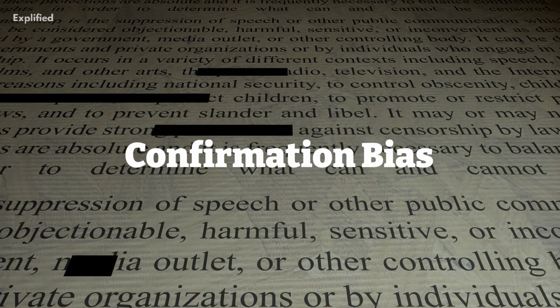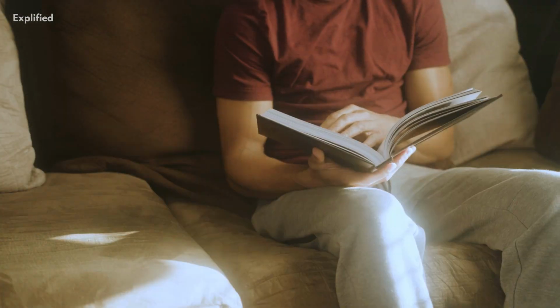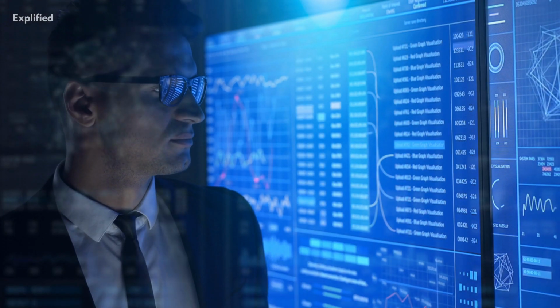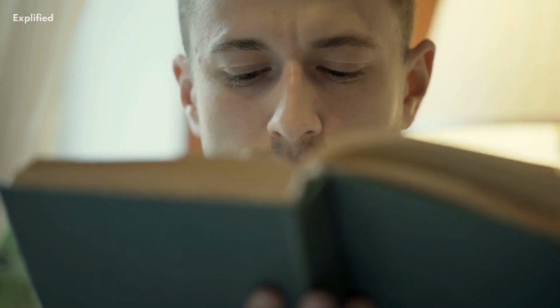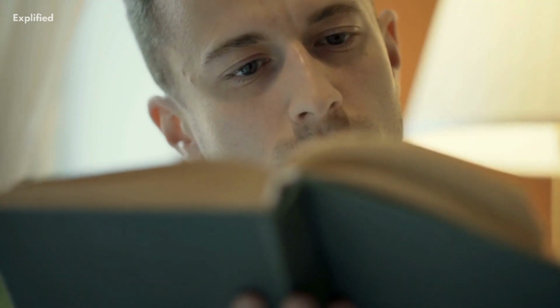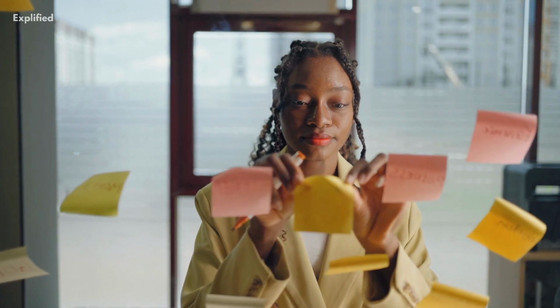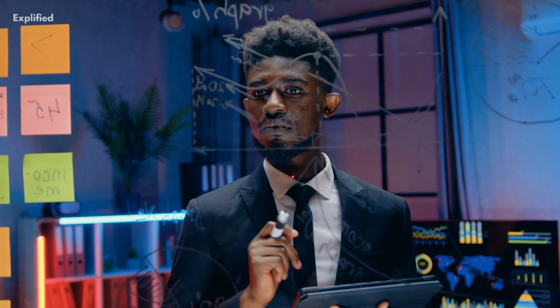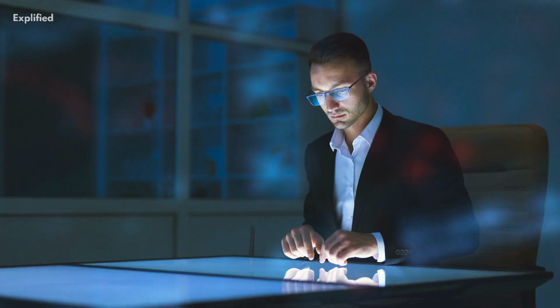Firstly, let's define confirmation bias. Confirmation bias is a cognitive bias that affects the way people process information. It refers to the tendency to seek out, interpret, and remember information that confirms one's pre-existing beliefs or ideas while discounting or ignoring information that contradicts them. This type of bias is present in all individuals and can affect the way they make decisions, process information, and form opinions.